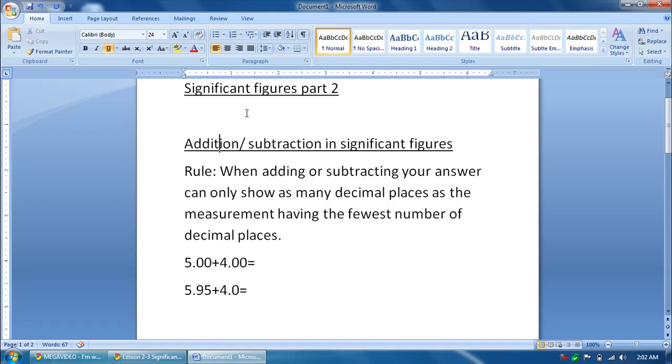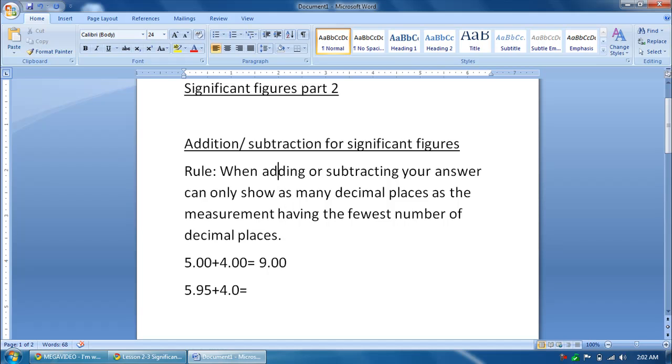Now for adding and subtracting in significant figures, the rule is the same for both of them. When you're adding or subtracting, your answer can only show as many decimal places as the measurement having the fewest number of decimal places. Let's look at an example: 5.00 plus 4.00 would give you 9.00.